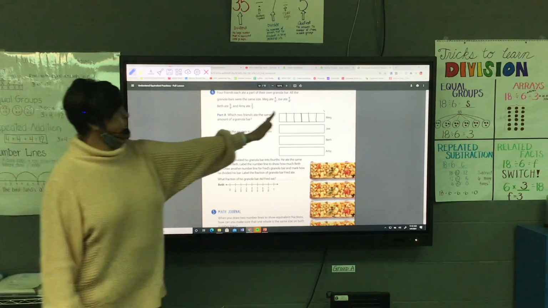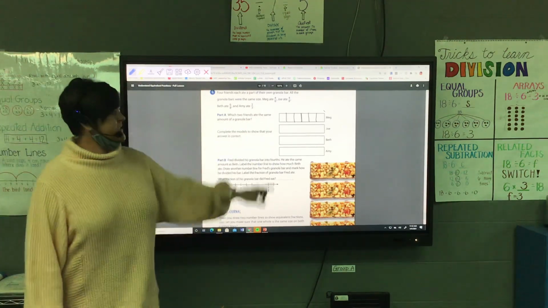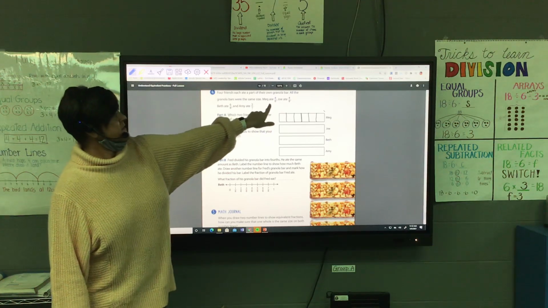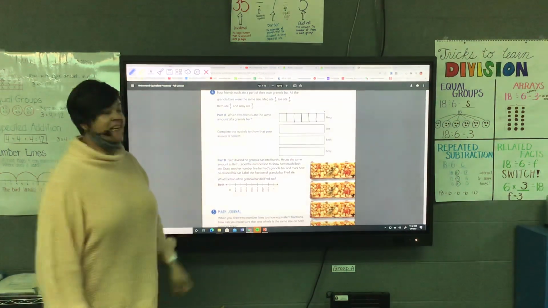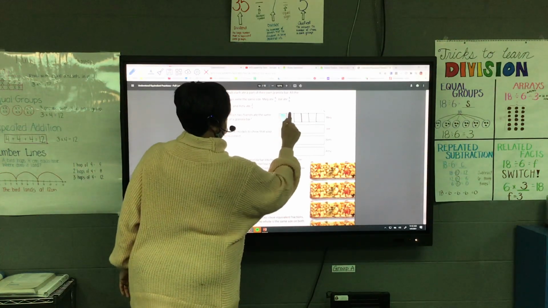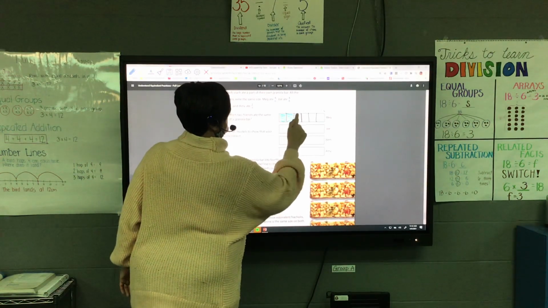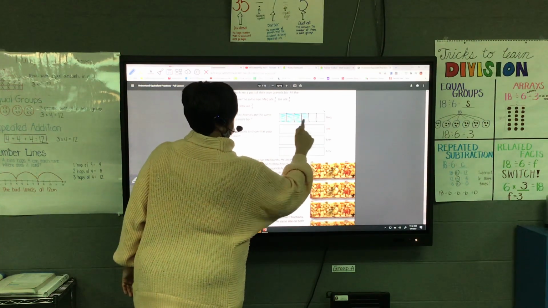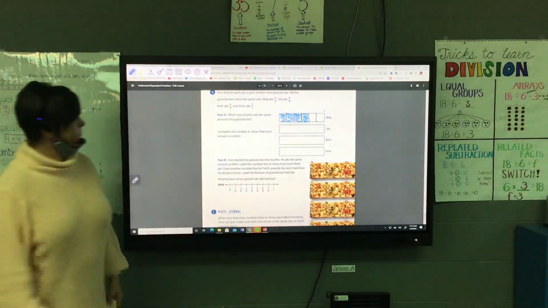Out of those 6 parts, how many did Meg eat? Meg ate 4/6. So 1, 2, 3, 4.